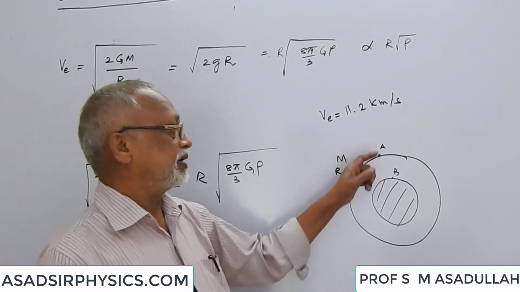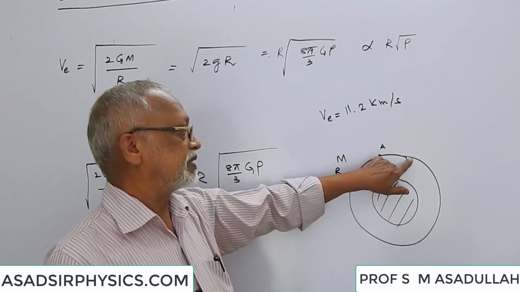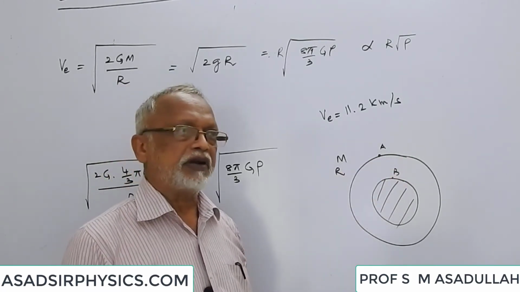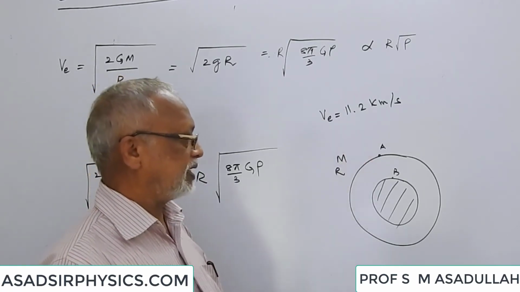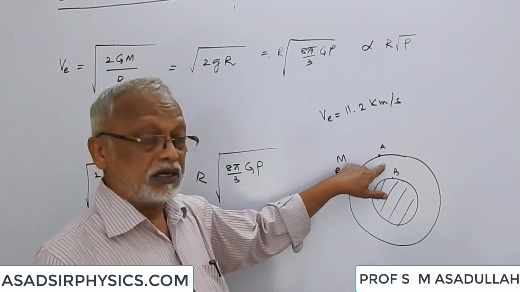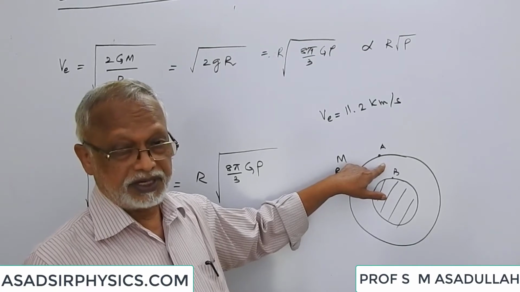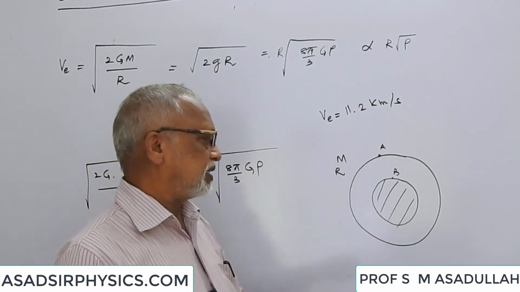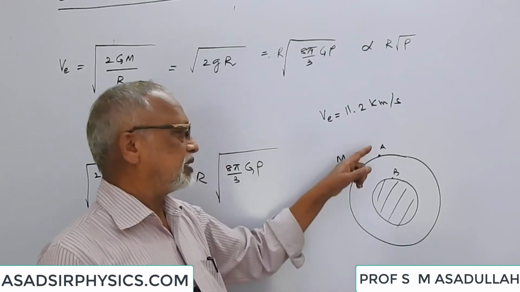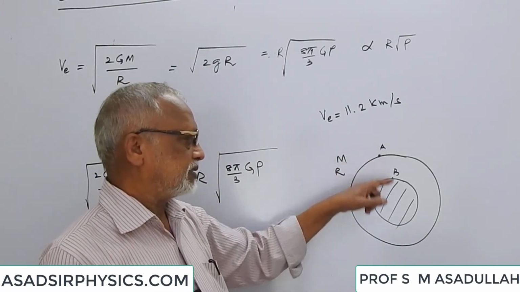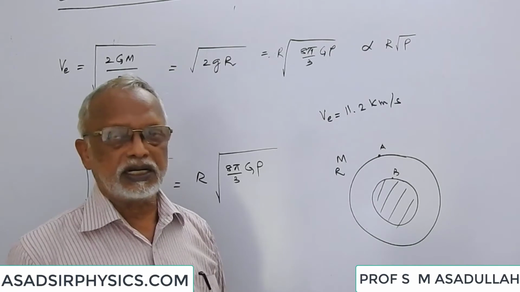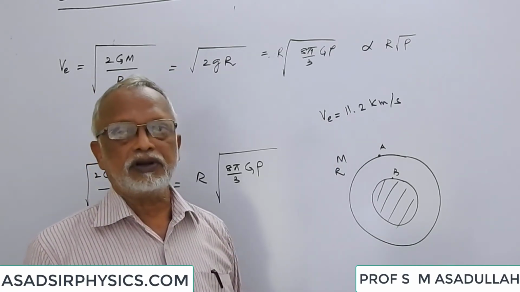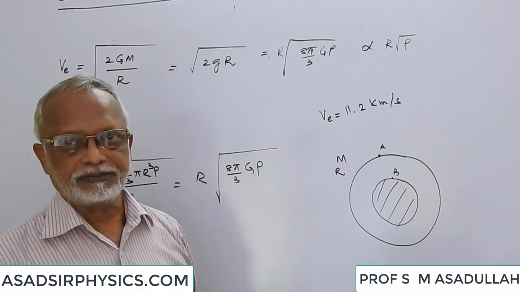A point A was there on the surface of the earth before shrinking. Even after shrinking, that point will be there only. Of course, now it is not present on the surface of the earth. The mass of the earth does not change on shrinking because the point is at the same place. So the radius is also the same. So the escape velocity will remain 11.2 kilometers per second.